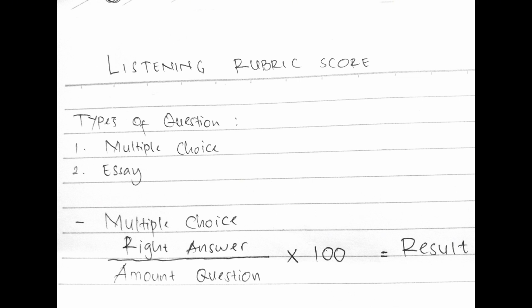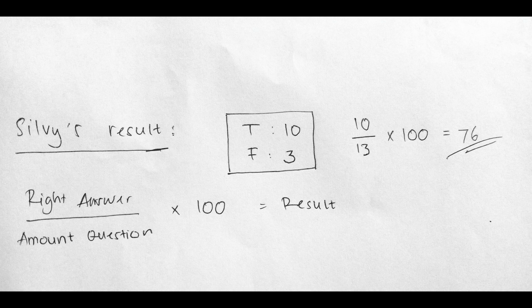So, this is included in multiple choice, and the way to assess it is the correct answers divided by the number of questions multiplied by 100, and that's the result. So 10 divided by 13 and multiplied by 100, the result is 76. So Sylvie's point is 76.